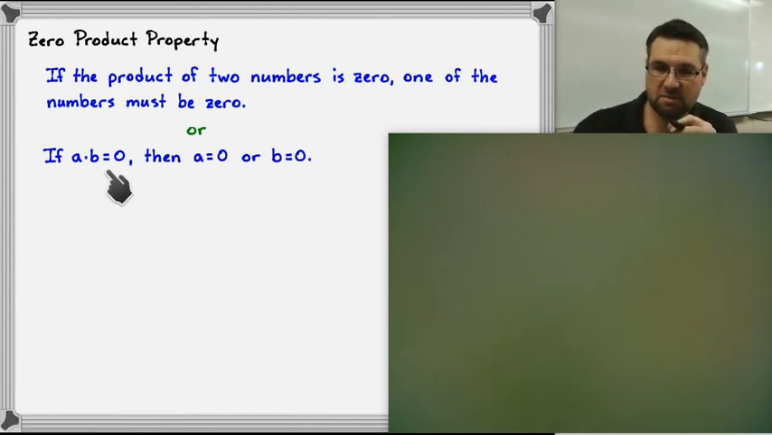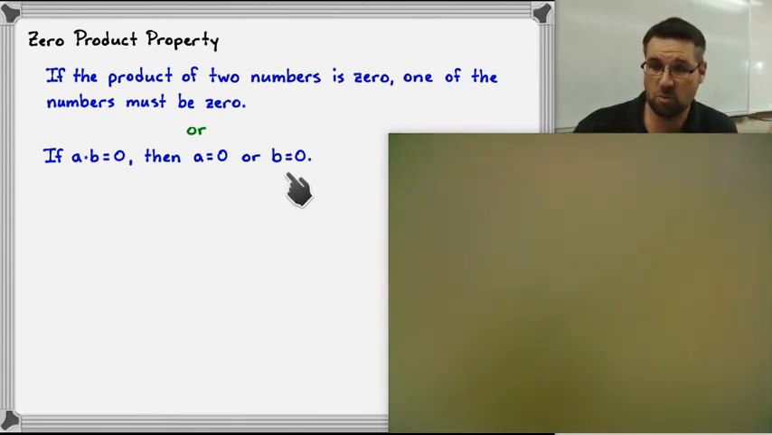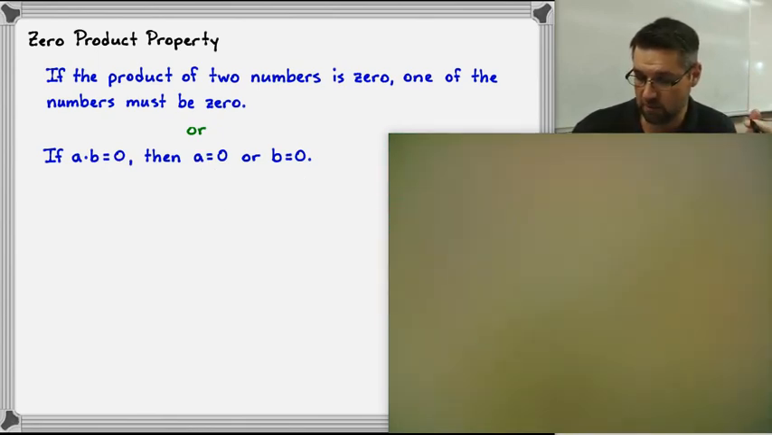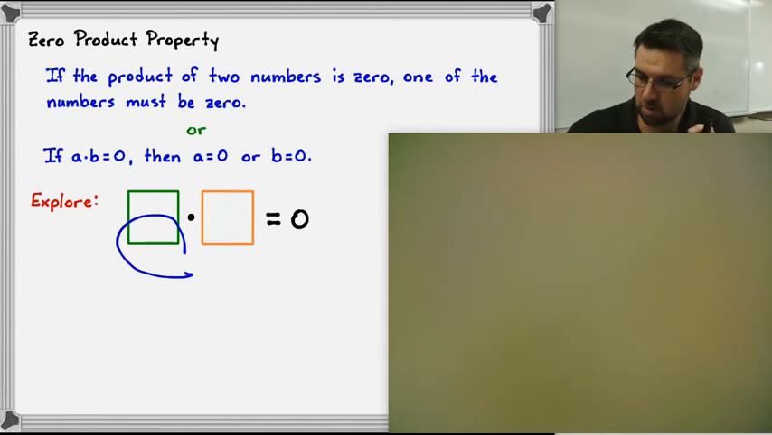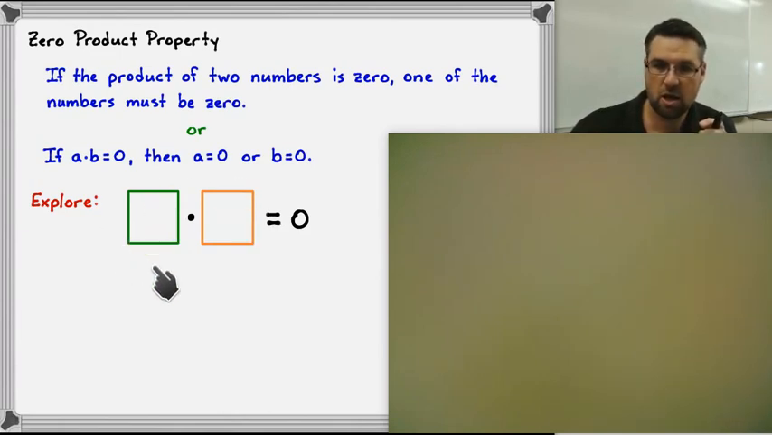If A times B equals 0, then that means either A is 0 or B is 0. That's the only way you get 0 when you multiply numbers. It doesn't work otherwise, okay? So let's explore this a little bit. You don't have to write this part down, but I do want you to write the zero product property and all the blue stuff, okay?